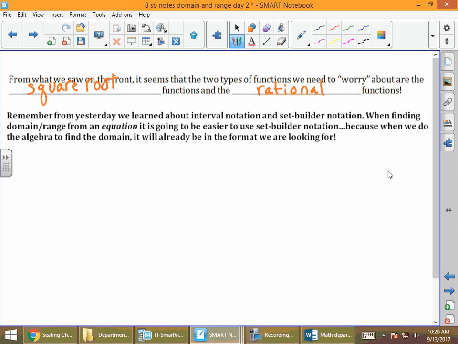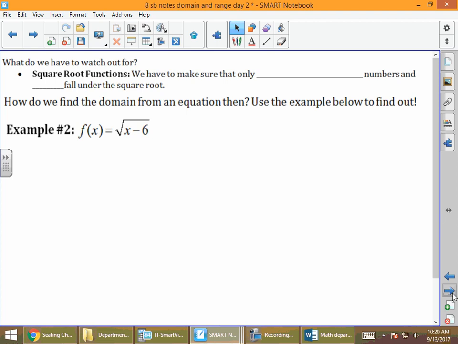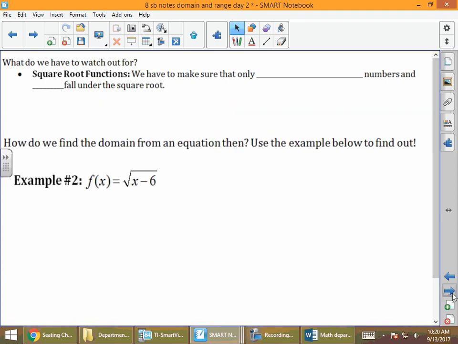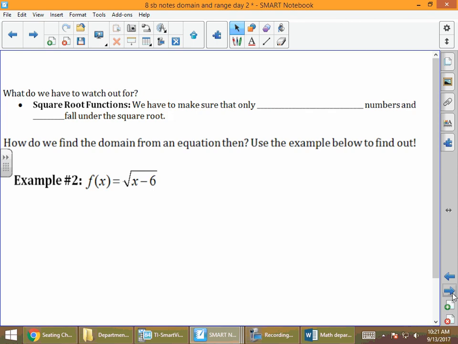Because when we do, it's already going to be in the format that we're looking for. We like interval notation, especially when we're dealing with graphs. But sometimes it's easier to use the set notation. So as we deal more specifically now with the square root and the rational functions, our first here, the square root functions, we need to watch out for a couple things when we're dealing with the square root function.